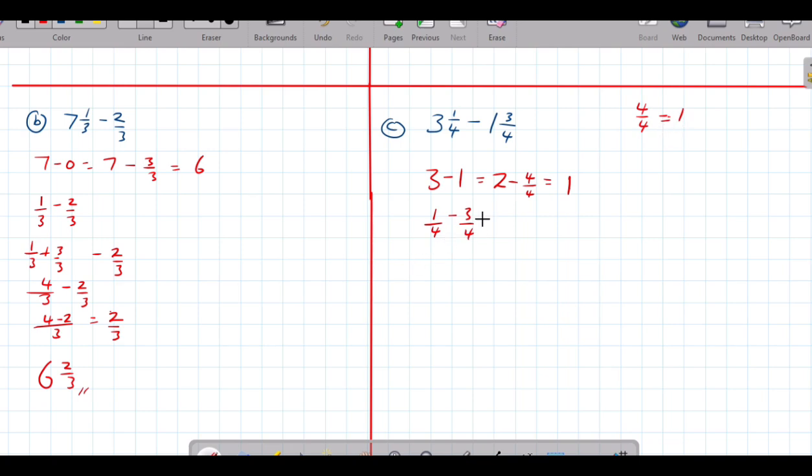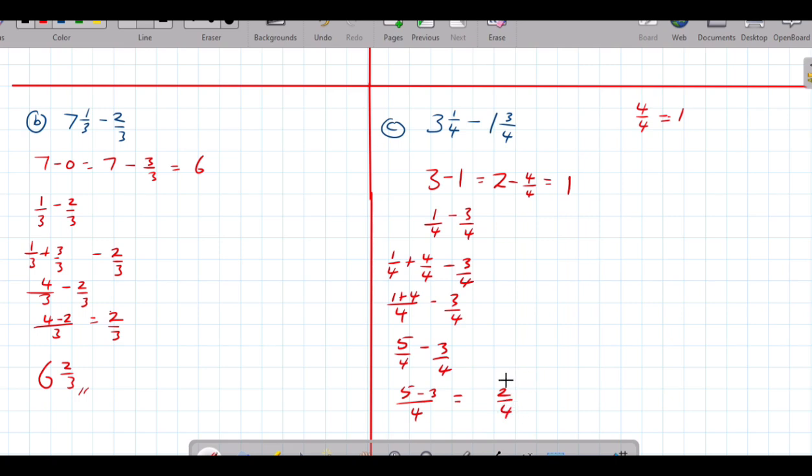So I'm borrowing this, and I'm going to add that 1 to this 1 over 4 to increase the value so as to prevent the negative answer. So we have 1 over 4 plus 4 over 4 minus 3 over 4. I will write my denominator since they are the same. This will be 1 plus 4 minus 3 over 4. And 1 plus 4 is going to give me 5 over 4 minus 3 over 4. So we write our denominator, and 5 minus 3 is going to give me 2 over 4.